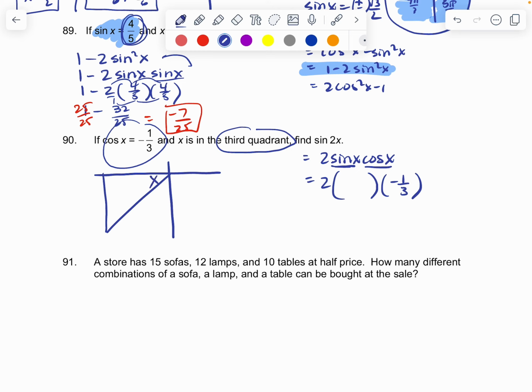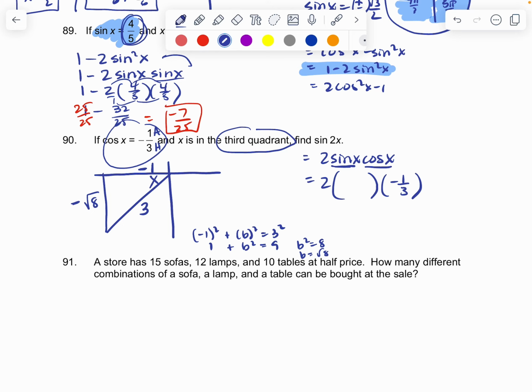So it says cosine of x is negative 1 over 3. So this is adjacent over hypotenuse. So the adjacent side is negative 1. The hypotenuse is 3. If you use the Pythagorean theorem, you can go negative 1 squared plus b squared equals 3 squared, right? So that's 1 plus b squared equals 9. If you subtract 1, you're going to get that b squared equals 8. So b equals the square root of 8. So this is going to be radical 8. But because we're going down, it's also going to be negative, okay?